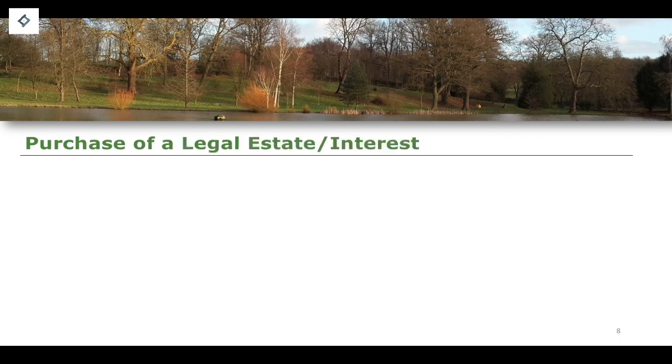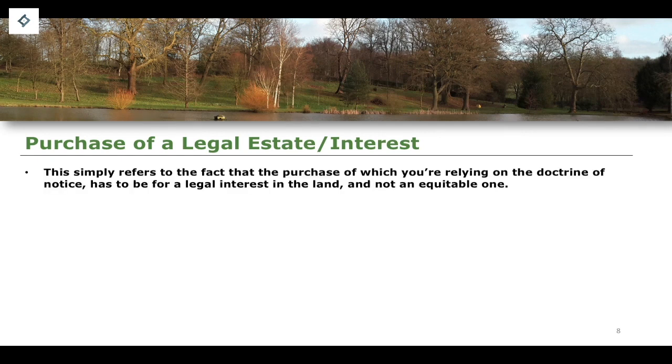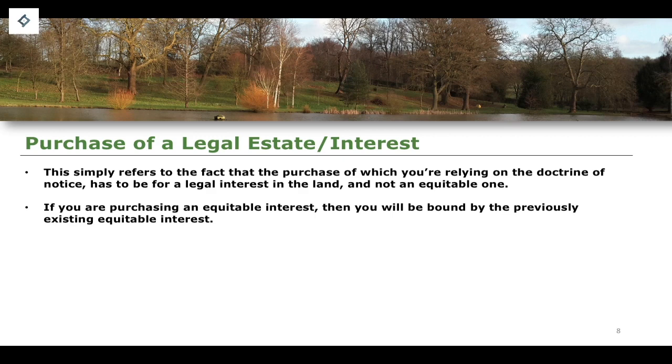They must be the purchaser of the legal estate or the legal interest. This simply refers to the fact that the purchase on which you are relying on the doctrine of notice has to be a legal interest in the land and not an equitable one. You cannot rely on an equitable interest in the land to essentially gain priority over other equitable interests in the land through the doctrine of notice. The doctrine of notice is a requirement for a legal interest in land to try and essentially jump the queue of priority over equitable interests. It does not defeat equitable interests if it is an equitable interest in and of itself. If you are purchasing an equitable interest in the land, then you will be bound by the previously existing equitable interests where they do bind you.